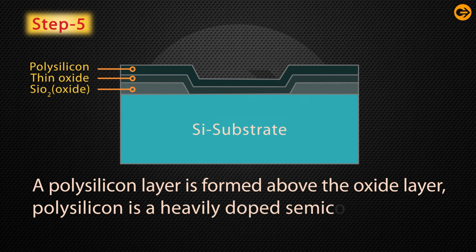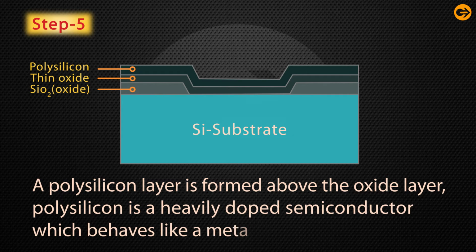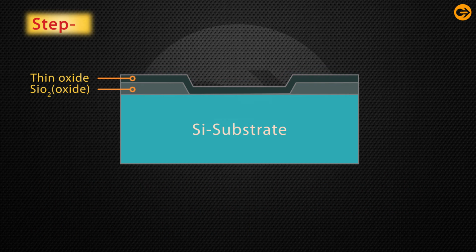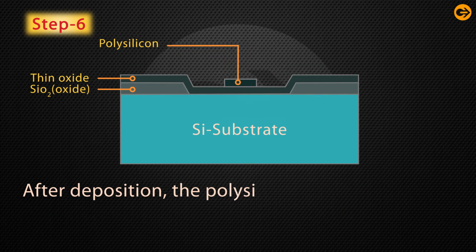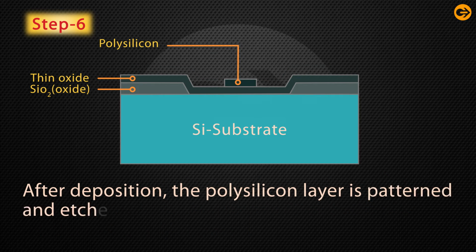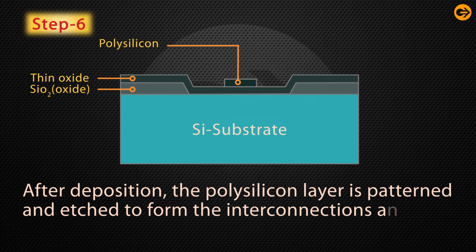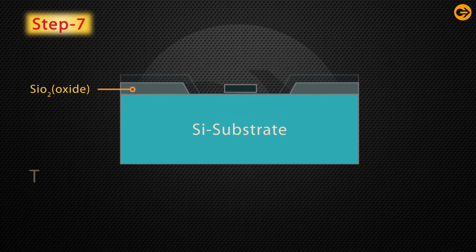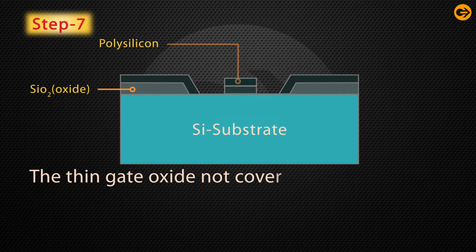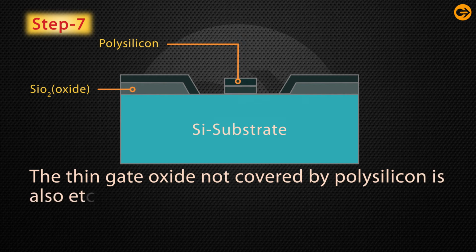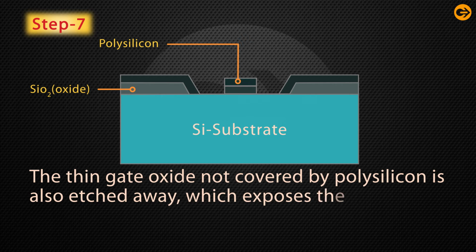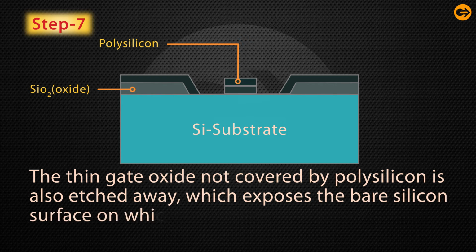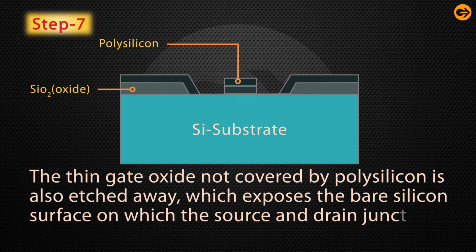Polysilicon is a heavily doped semiconductor which behaves like a metal. In step 6, after the deposition, the polysilicon layer is patterned and etched to form the interconnections and the MOS transistor gates. In step 7, the thin gate oxide not covered by the polysilicon is also etched away, which exposes the bare silicon surface on which the source and the drain junctions are to be formed.